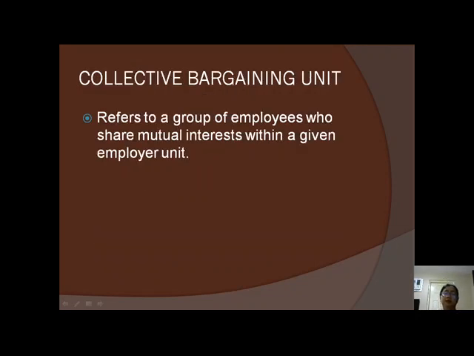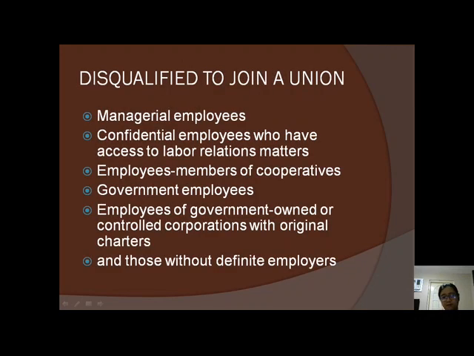So, collective bargaining unit refers to a group of employees who share mutual interests within a given employer unit. So, in other words, this is the group of employees authorized to negotiate or do collective bargaining.